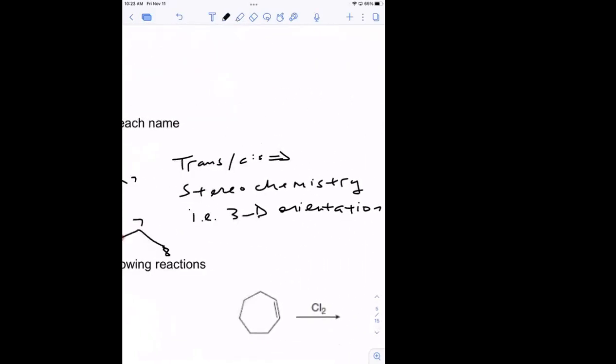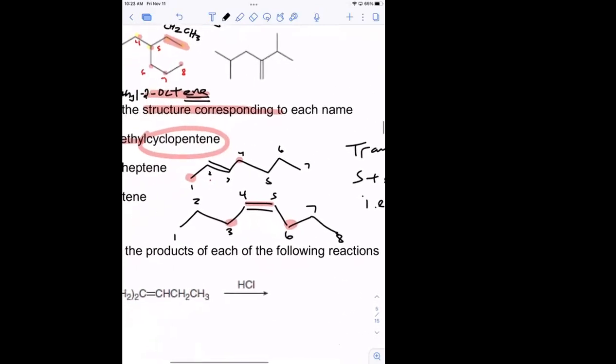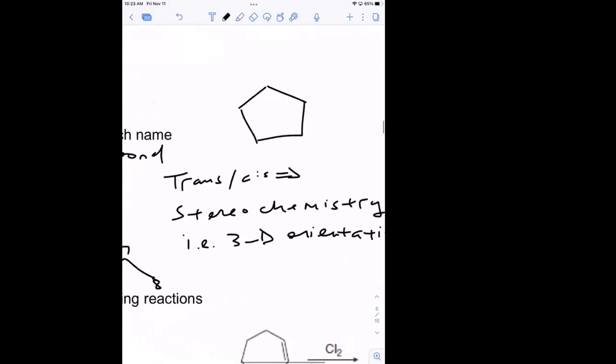I'm going to draw that out. 1, 2, 3, 4, 5, like that. I can put that double bond anywhere in the ring because it says cyclopentene. The ene means that there's a double bond present. I'm gonna just put it here. So that's cyclopentene.